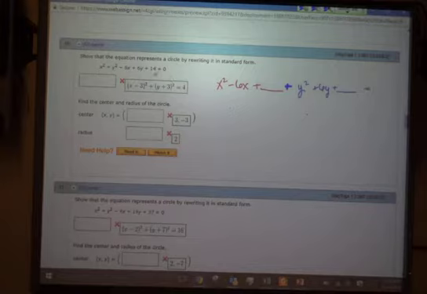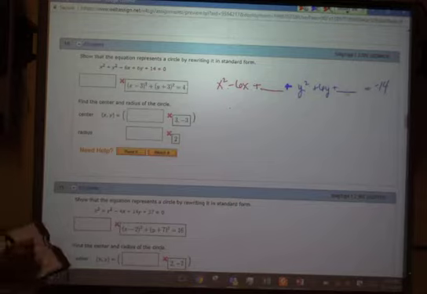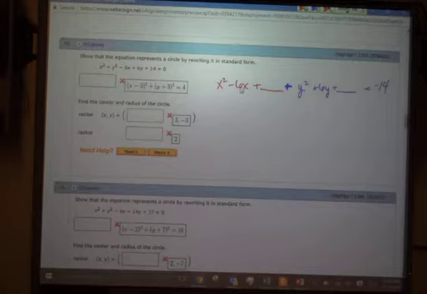But then we've got to move the 14, move the constant to the other side, because we're going to complete the square on the red expression and then on the blue expression. So completing the square here, take half that number and then square it. So 3 squared is 9, so add 9 here. Come over here, add 9. Got to keep that equation balanced.